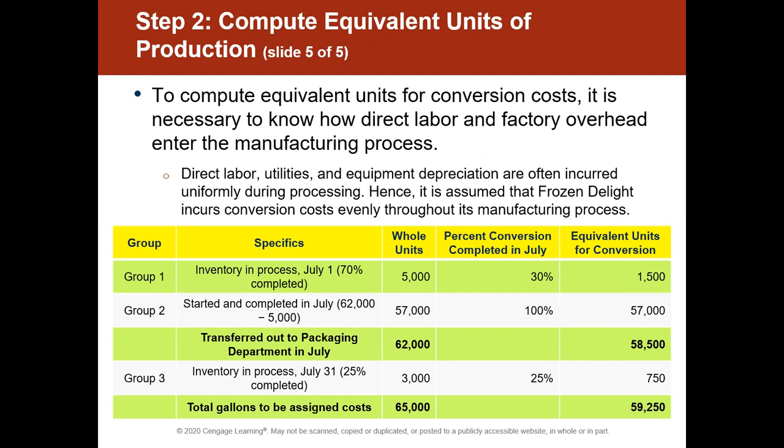So again, the terminology we would use is, if there's 3,000 units that are 25% complete with relation to conversion costs, we would say 3,000 times 25%, we have 750 equivalent units with respect to conversion. So it's a little confusing, but this is the terminology they use. We say in our inventory in process at July 31st, we've got 3,000 equivalent units with respect to materials and 750 equivalent units with respect to conversion.